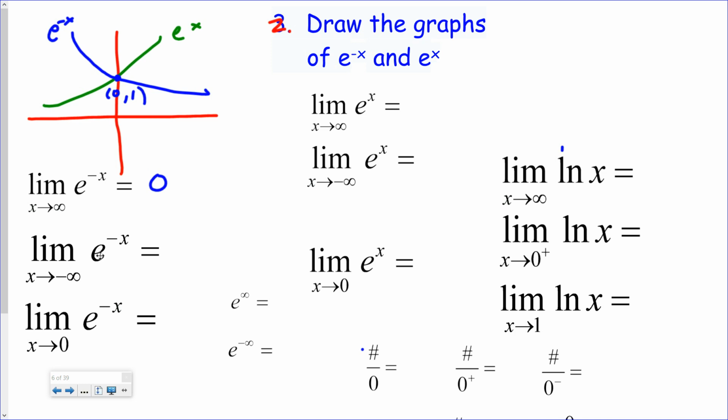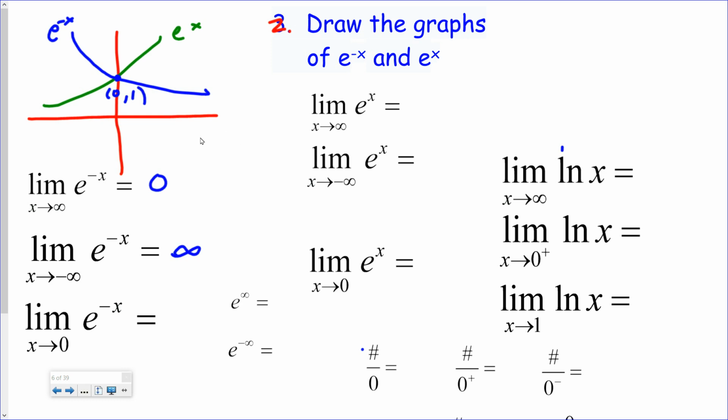What about this one right here, guys? This is e to the negative x, this blue graph here, as x approaches negative infinity. So as x gets smaller and smaller, what does the y value of the blue graph approach? Infinity. Do you agree?